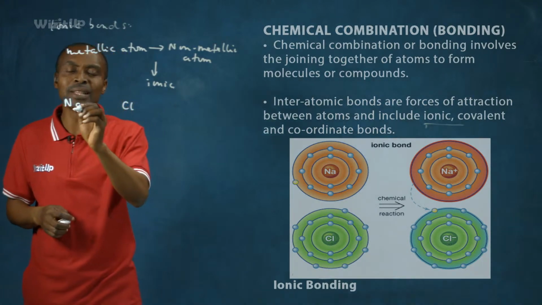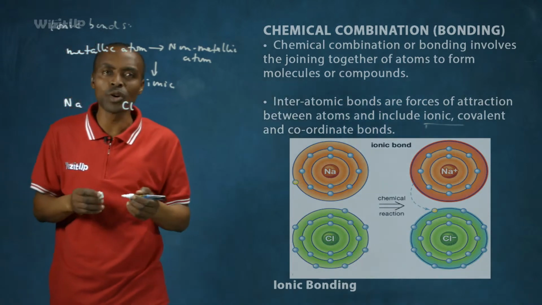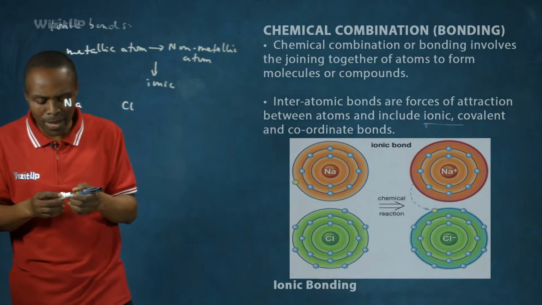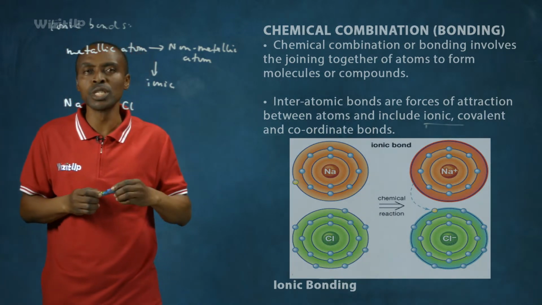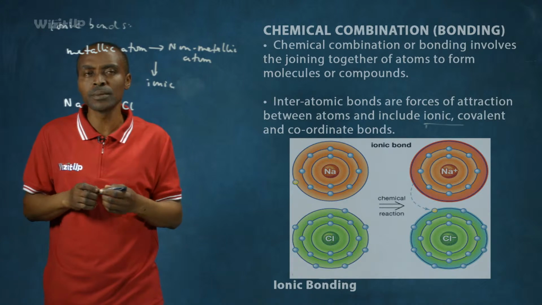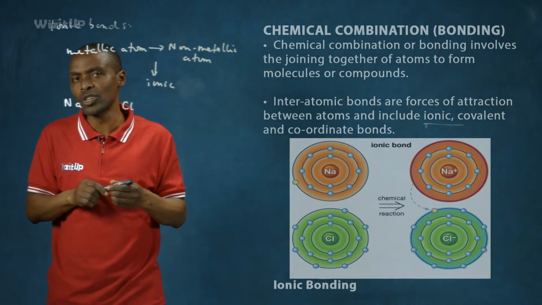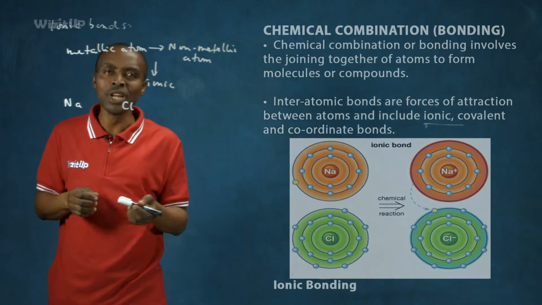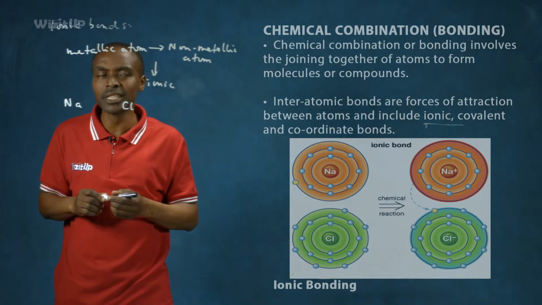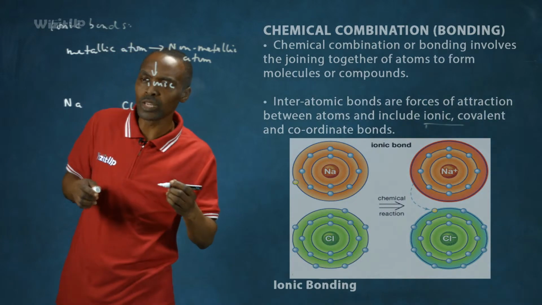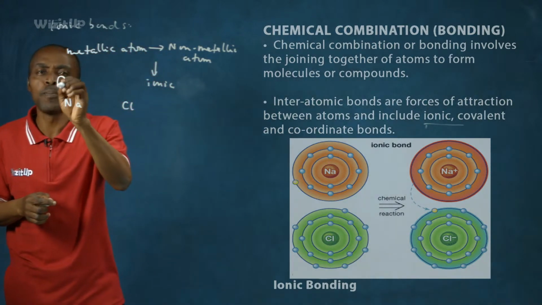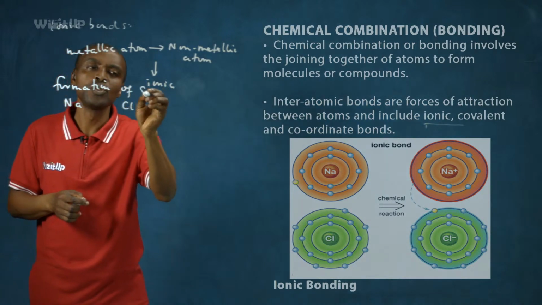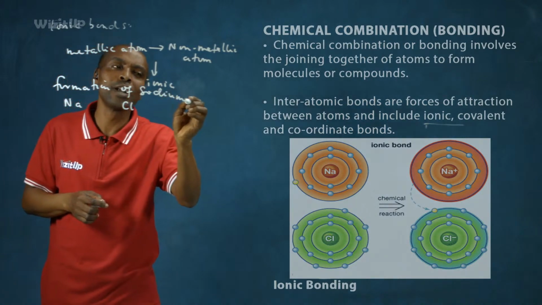Sodium is a metallic element, while chlorine is a non-metallic element. We notice that metallic elements have few mobile electrons, although they have a sea of electrons. But these mobile electrons can easily be donated to the non-metallic elements. So let's look at the formation of some compounds. One, formation of sodium chloride.